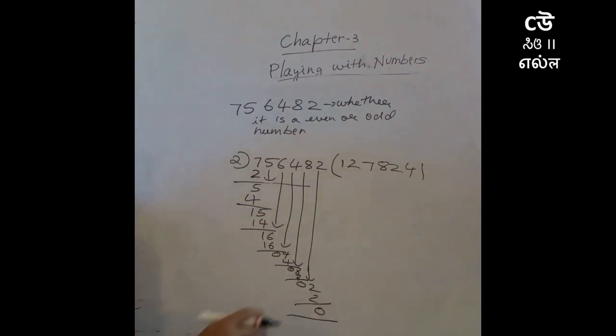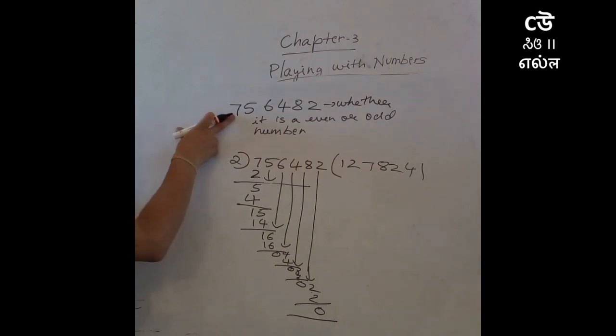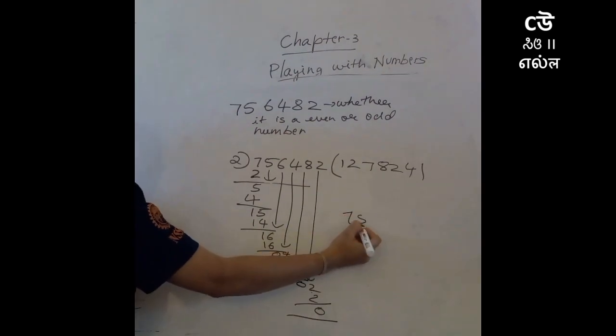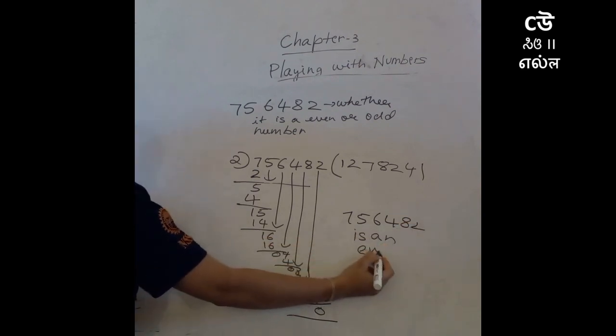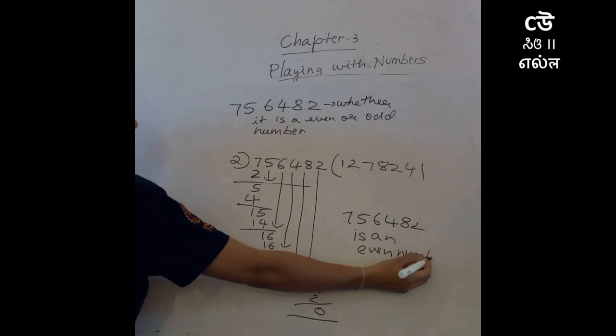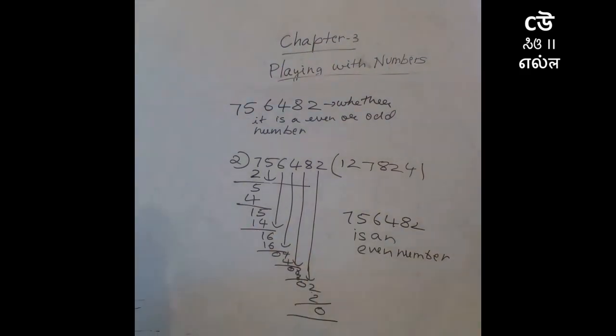So what did we get as the remainder, children? We have got the remainder as 0. So, we can tell that this number is an even number. So, 756482 is an even number. How did we find it is an even number? By dividing the given number by 2, if you get the remainder as 0, you can conclude that it is an even number. Okay. If you get a remainder other than 0, you can tell that it's an odd number.